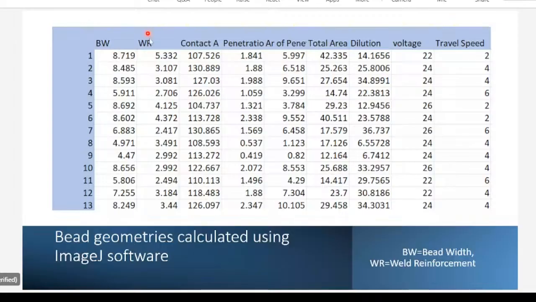There's the weld reinforcement, or reinforcement height, that we have already calculated. This is the contact angle. Then you can check the penetration height, the penetration depth. So he has calculated all the tables, then the area of penetration, then the total area of the bead, and then the dilution percentage, which is simply the area of penetration divided by the total area. This is the input parameter. So every parameter gives a different weld bead aesthetic.